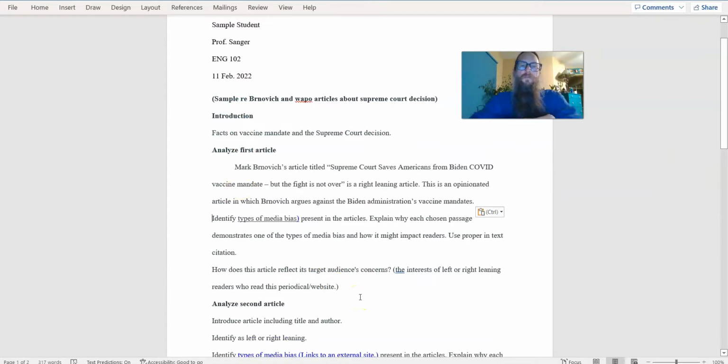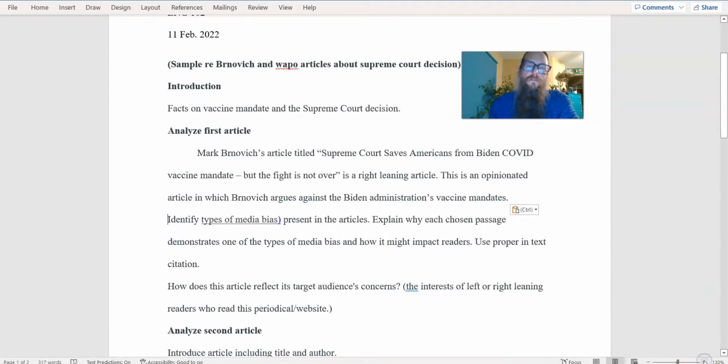Okay, so I'm identifying the article. Let me make this a little bigger for you. As right leaning. I gave his name and I gave the title. I went ahead and pointed out that it was an opinionated article. That's probably not a bad idea if you do that. Let the reader know if it's opinionated or news. Some of the ones in All Sides are also labeled as analysis. Okay. And I gave the reader kind of a feel for what is happening in the article.